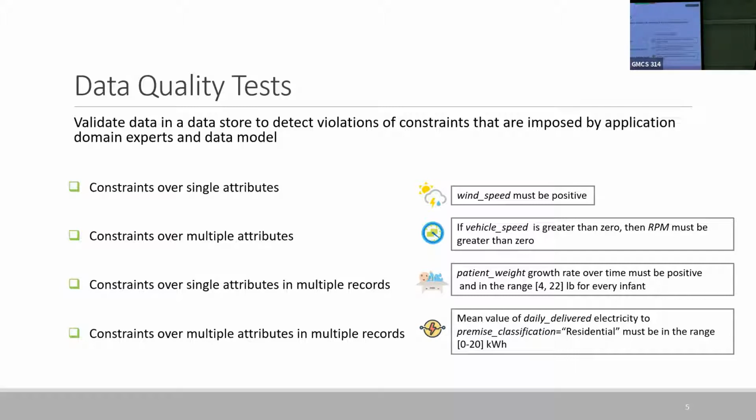So it can be even more complex. It can be defined over multiple records as well as multiple attributes. Like in an electricity data set, the mean value of daily delivered electricity to a specific type of premise, which is residential, must be in a specific range. So you see these constraints can get more and more complex. One of the issues that exist is domain experts should define these rules, and they are typically doing it manually based on their requirements.